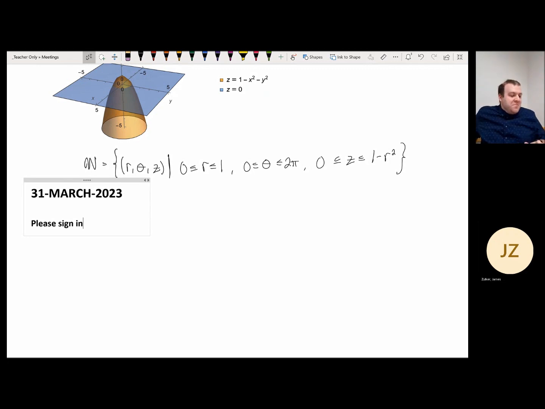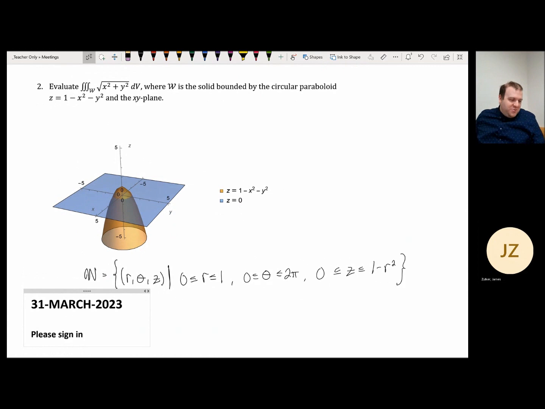Happy Friday. When we left off last time, we were trying to evaluate this integral. We have the region plotted, and the solid of integration is what's inside the orange but above the blue. We saw that the curve of intersection between the plane and that paraboloid is a circle, specifically the unit circle. So we have a circular base with a height.